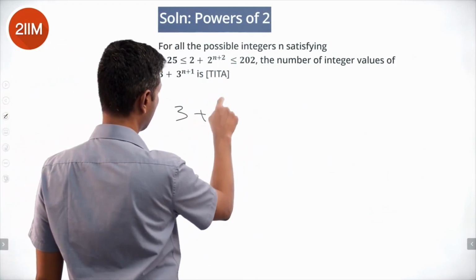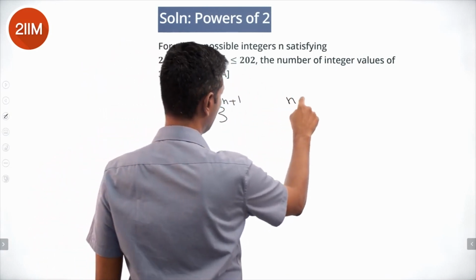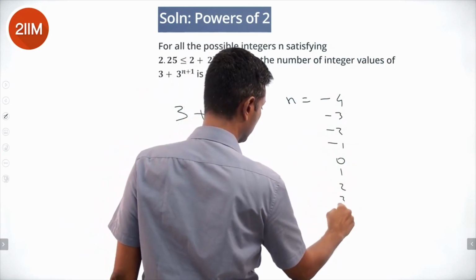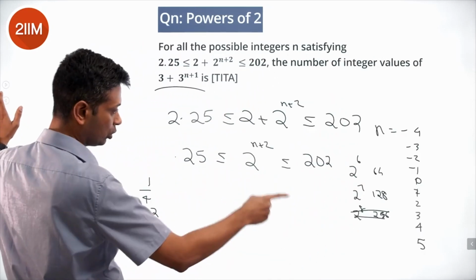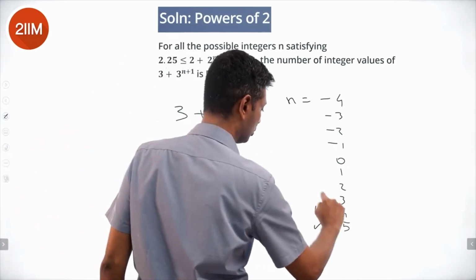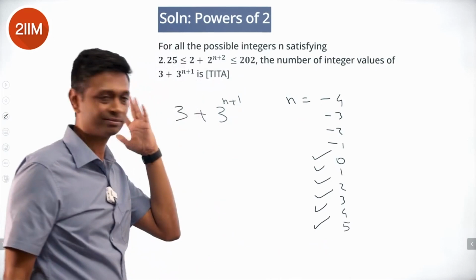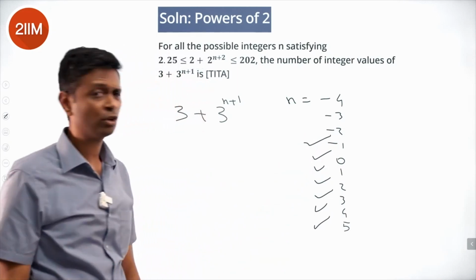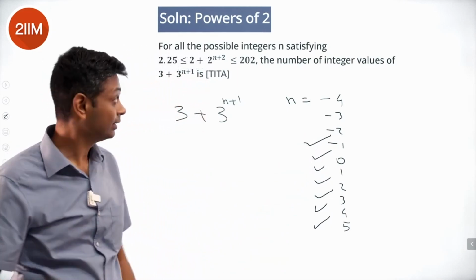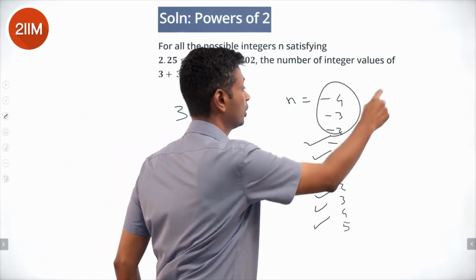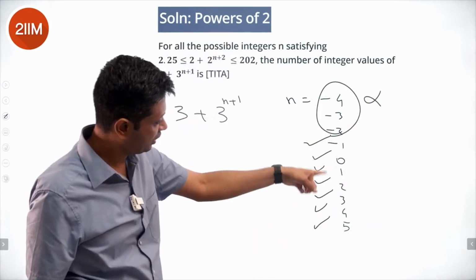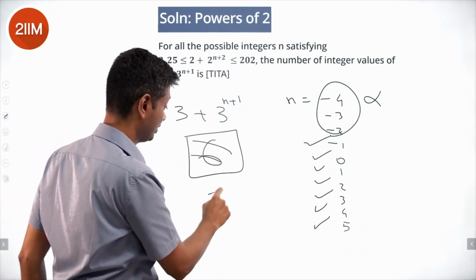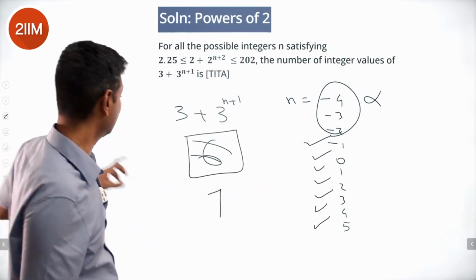Now let's look at this. 3 plus 3 power n plus 1. N going from minus 4, minus 3, minus 2, minus 1, 0, 1, 2, 3, 4, 5. You can go till 5. Obvious one, this will work for the positive values. 3 power minus 1 plus 1 is 3 power 0, that will also work. Minus 2 plus 1 is 3 power minus 1, which is 1 by 3, that will not be an integer. These won't work. 5 positive integers, 0 and minus 1. 6 values of n will work. Sorry, 7 values work. 1, 2, 3, 4, 5, 0, minus 1. 7 different values.